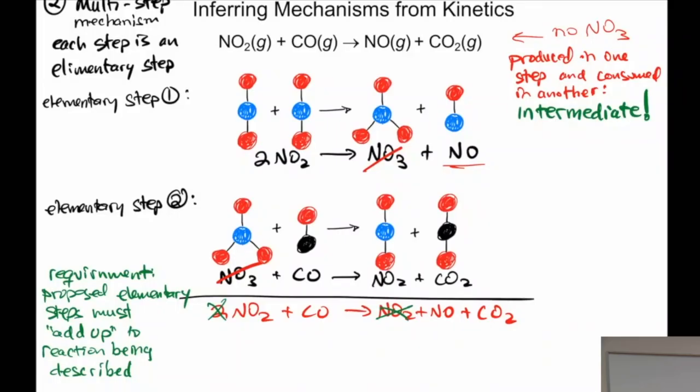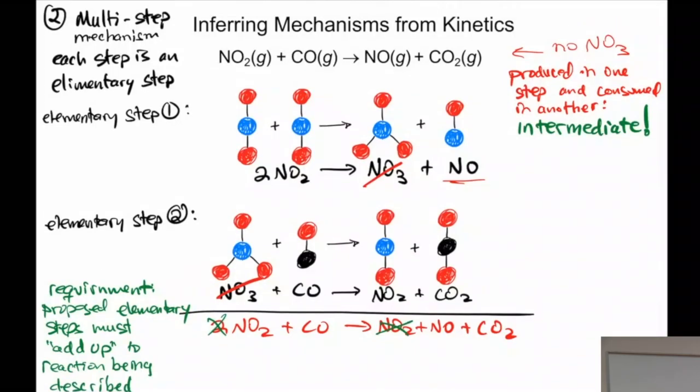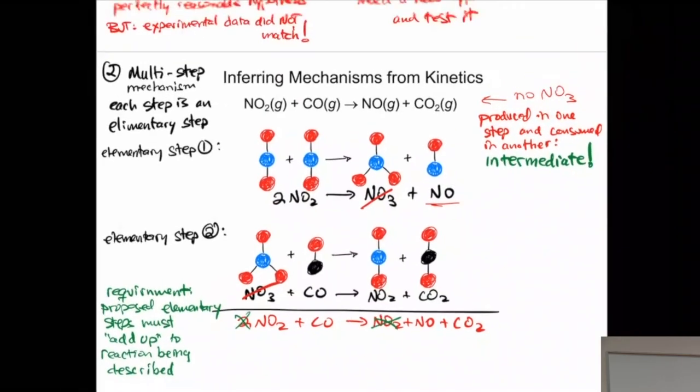Now, the question becomes, how do we prove that this is right? Before we even get there, I told you earlier that if the elementary step is the correct mechanism, then the rate law that you would write from it, based on its stoichiometry, would match what we find experimentally. Remember that?